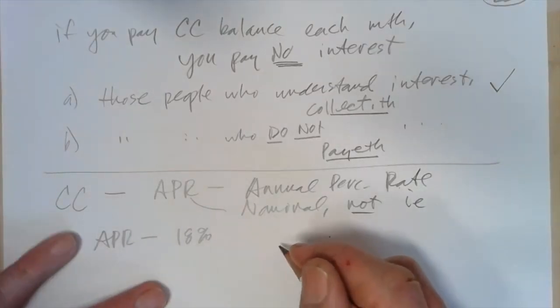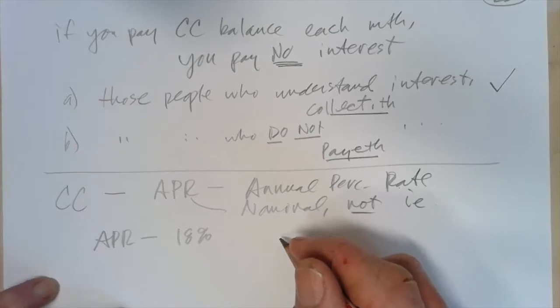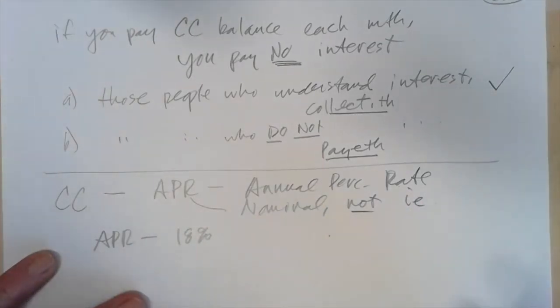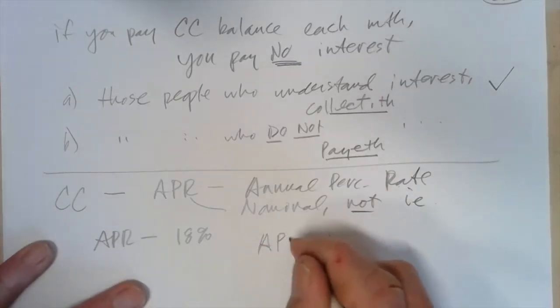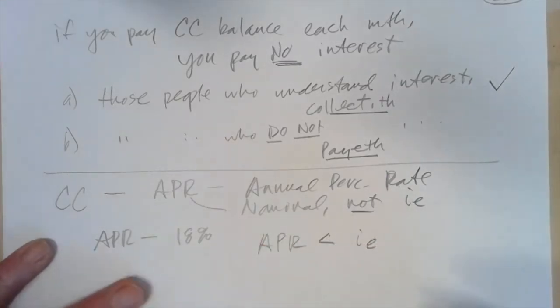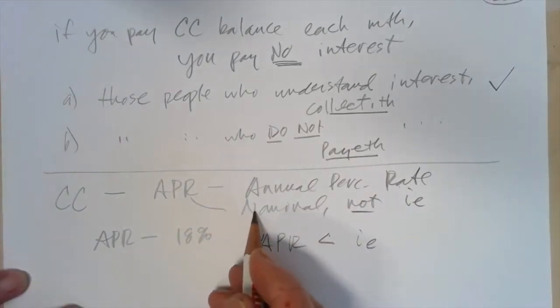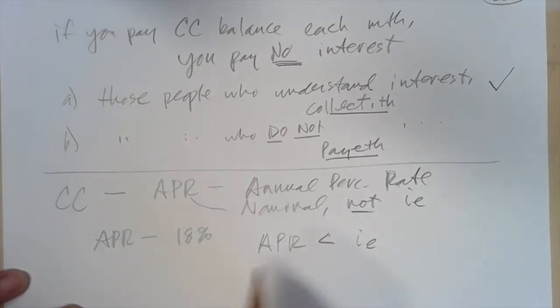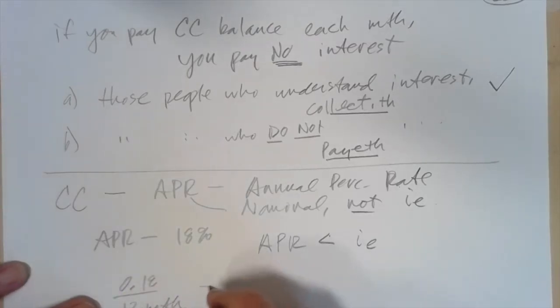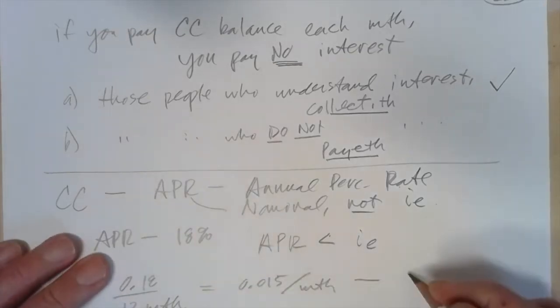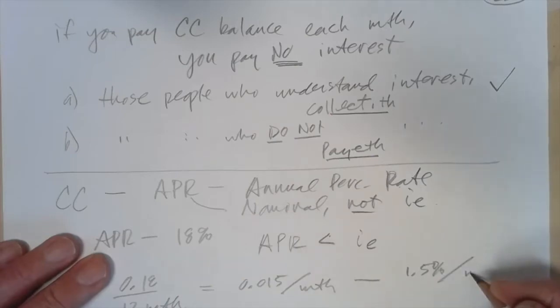So in all cases where the compounding period is more frequent than 1 year, the APR is always less than the effective. All right, so let's see what the actual rate you're paying on this is. If you take 18% divided by 12 months, that is 1.5 per month. So in other words, you're paying 1.5% per month.